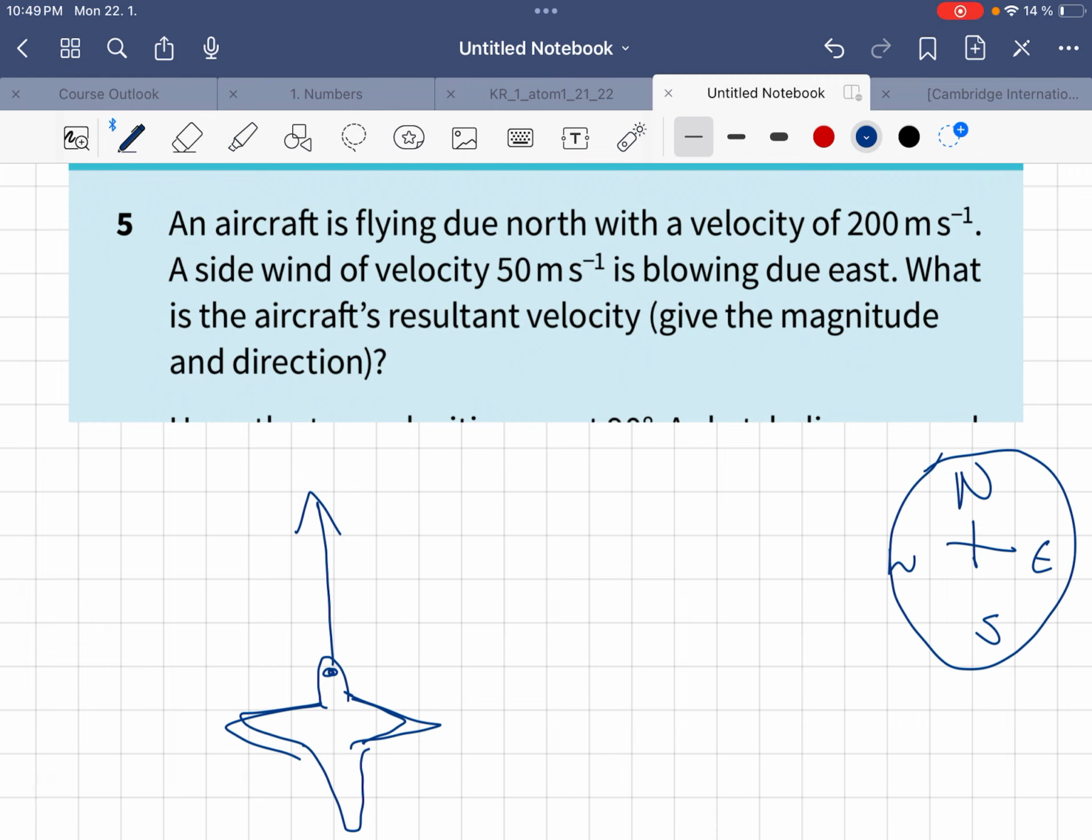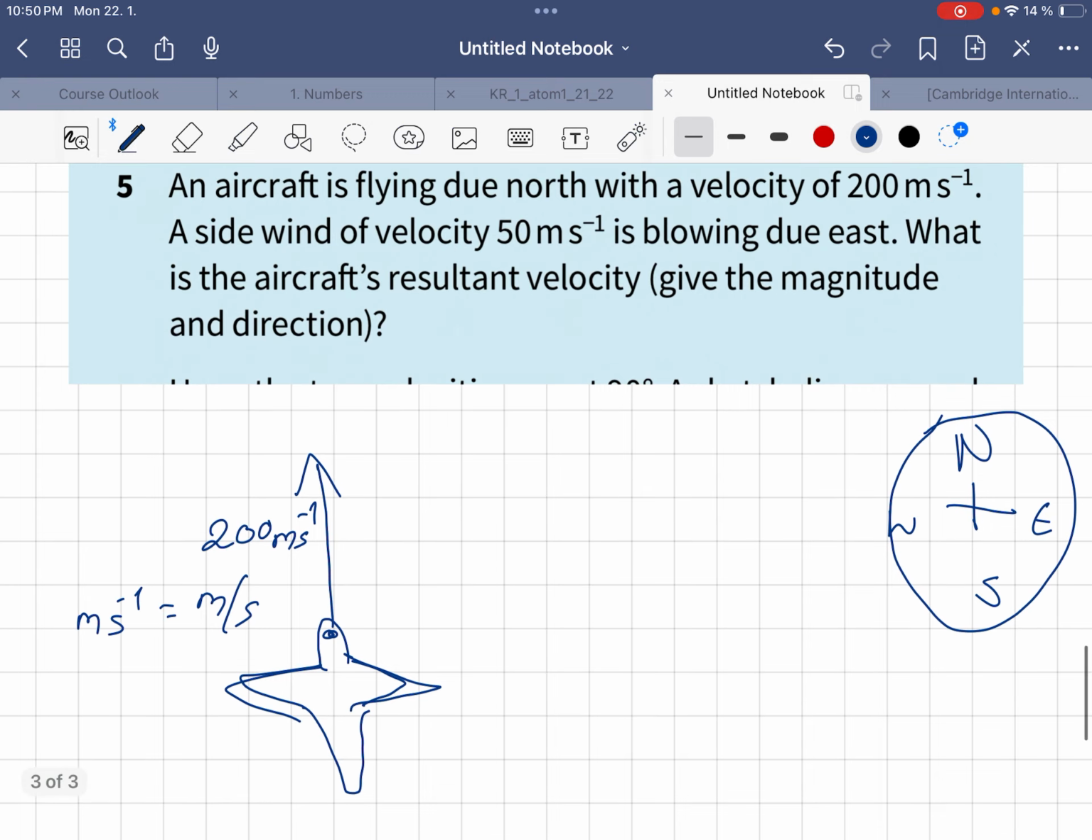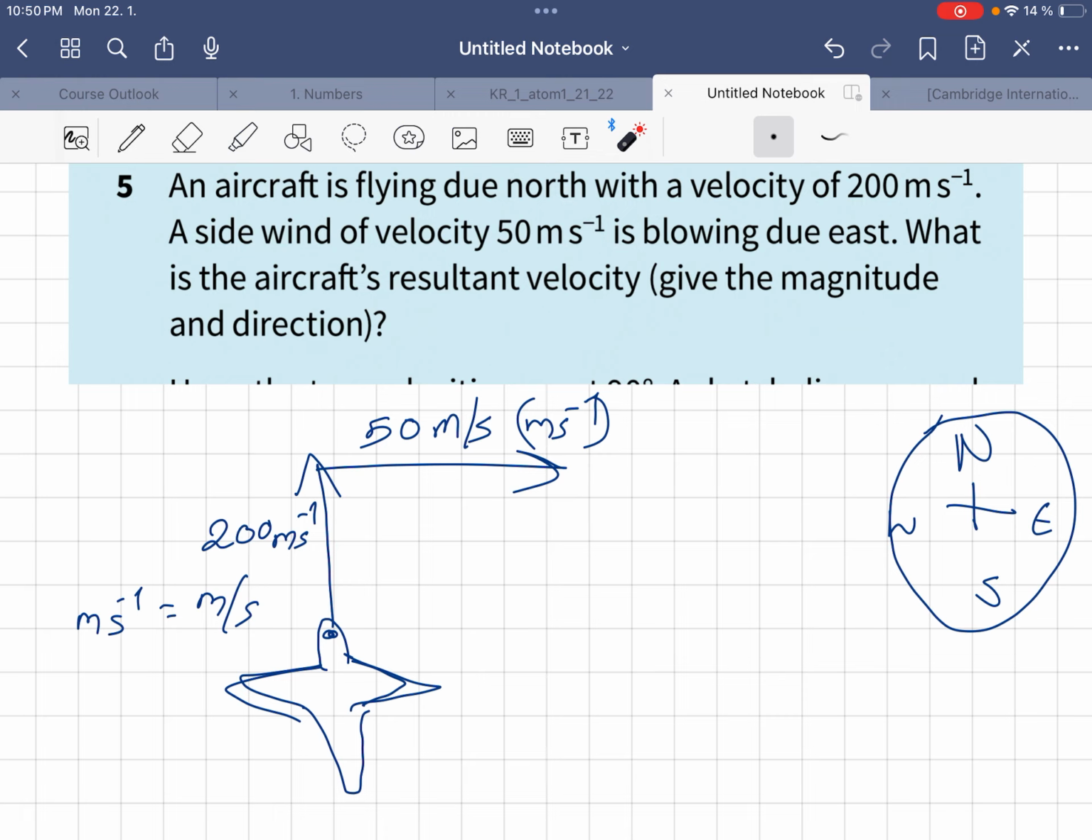So it is flying due north with a speed of 200, or a velocity of 200 meters per second. Or you can, if you like, write it as meters per second. Both are correct. This is the same as this. And at the same time, there is a velocity of 50 meters per second of wind pushing the aircraft in this direction, to the right. There's a side wind. What is the aircraft's resultant velocity?